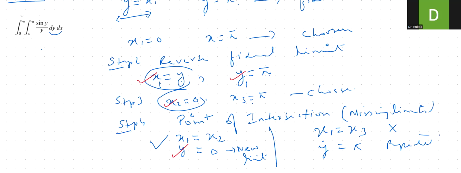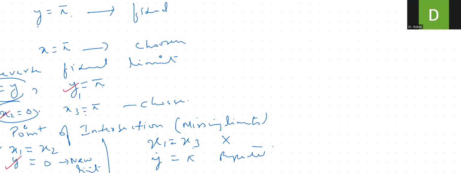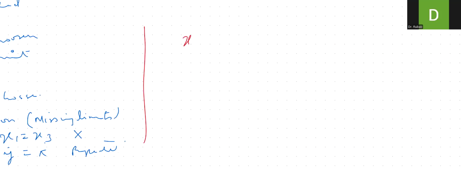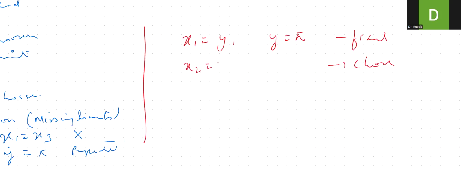In this way, we get the new limits of function and new limits of constant. They are four steps. Now the four limits are: x1 is y, and y equals pi. These are the fixed limits. And the chosen limits are x2 equals 0 and y equals 0. Now you can see that we have y in terms of constants and x in terms of function.